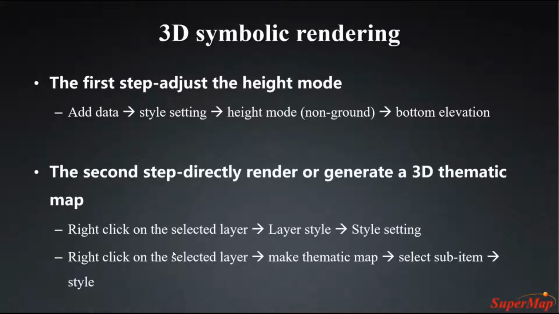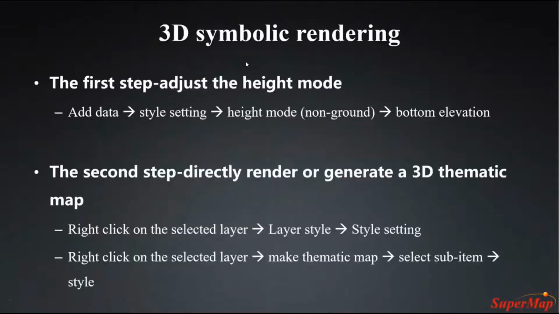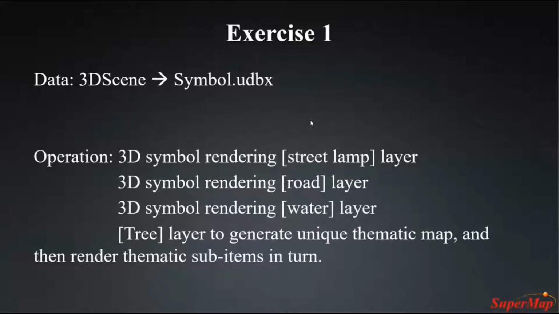We could right-click a selected layer, select its layer styles, and select its style settings. Or we can make the semantic map, select its items, and modify the style. Okay, so let's do this exercise to look at how to do the 3D symbolic rendering. That is our first exercise in today's course.